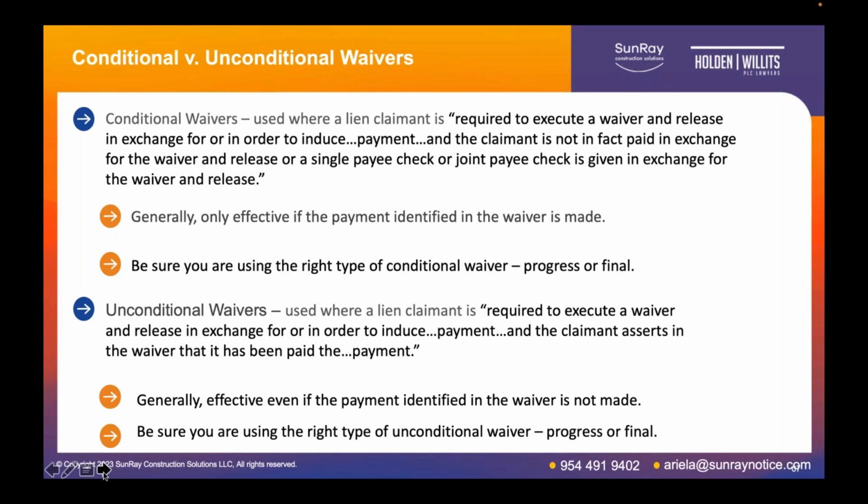These are used when a lien claimant is required to execute a waiver and release in order to induce payment, and the claimant asserts in the waiver that it has been paid the payment. And these are effective, generally speaking, even if the payment identified in the waiver is not made. So as with all the other types of waivers that we've talked about here, if you're signing an unconditional waiver, you want to be sure that you are signing the right type, either progress or final, when it comes to unconditional waivers.